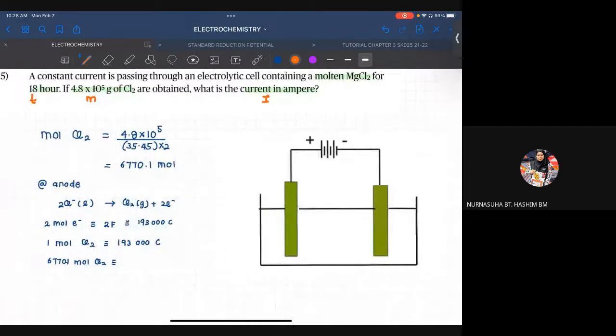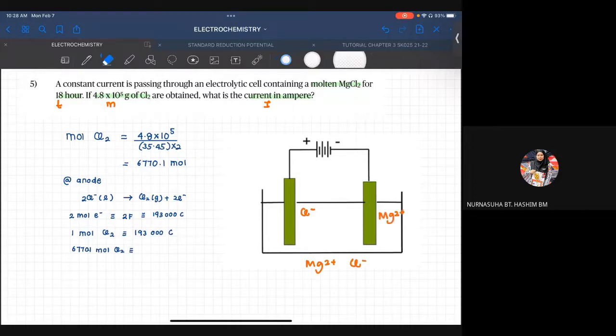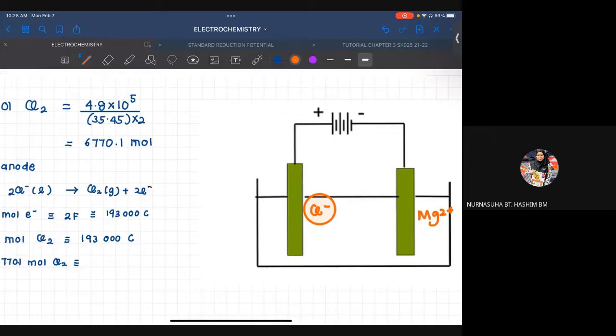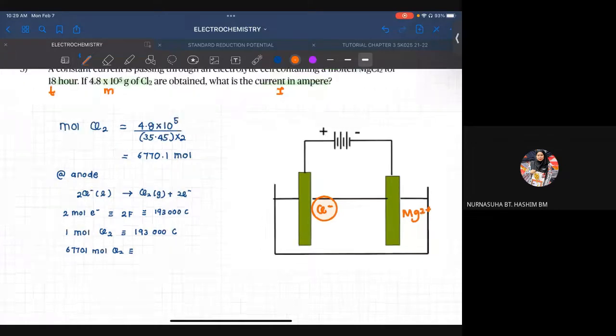Okay, so kita ada molten magnesium chloride. So magnesium chloride, you ceraikan jadi ion siap-siap. So basically we have Mg2+ and Cl-. So kita tahu chlorine minus pergi anode, magnesium 2 plus pergi dekat cathode. Okay, so means that our chlorine kan halogen, so produk dia nanti adalah chlorine gas. Okay, chlorine gas.